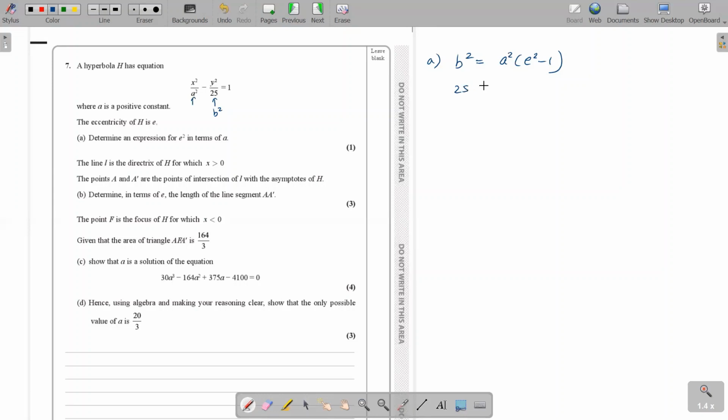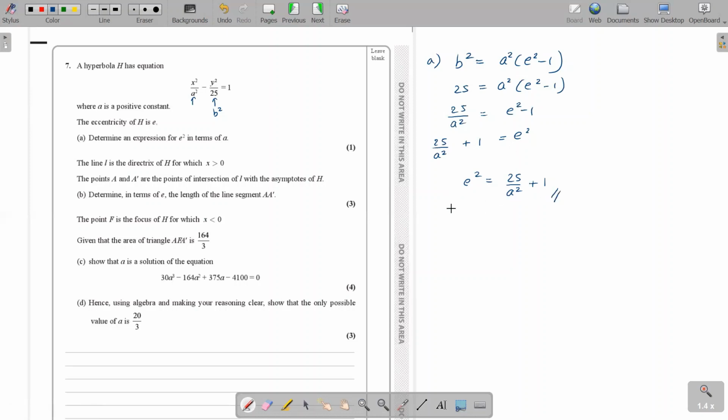So let's input: 25 equals a squared times (e squared minus 1). They're asking you to make e squared the subject, so 25 over a squared equals e squared minus 1, which gives you e squared equals 25 over a squared plus 1. Are you with me? They want the expression for e squared, so you do not have to square root it. Just leave your answer like this and it's enough.